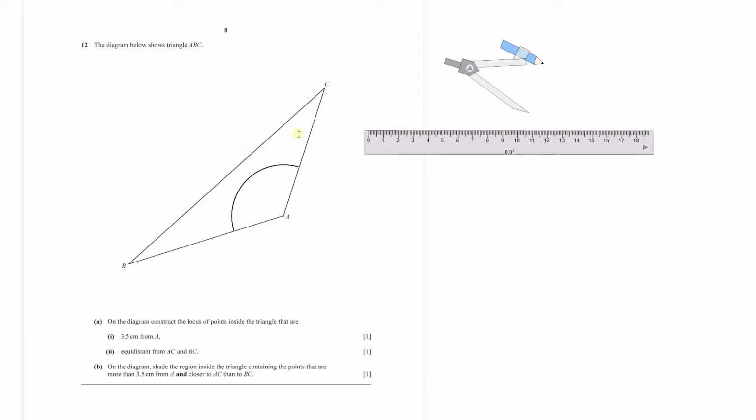That means we have to draw the angle bisector of angle BCA. The angle bisector will give us a line somewhere down the middle here, and all the points on that line will be equidistant from the lines BC and AC. So to draw the angle bisector, I'll place my compass here on point C, and then I can open it up to any length that I like. Just make sure it's not too small, or too big that you go outside the triangle.